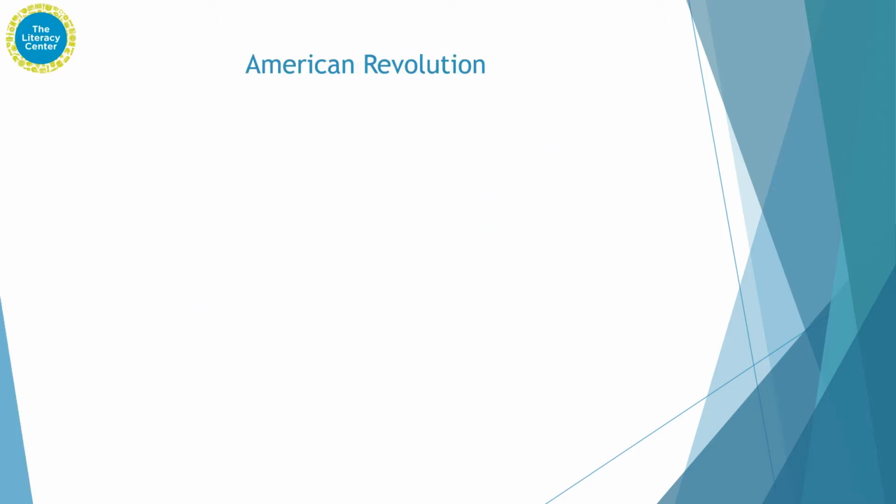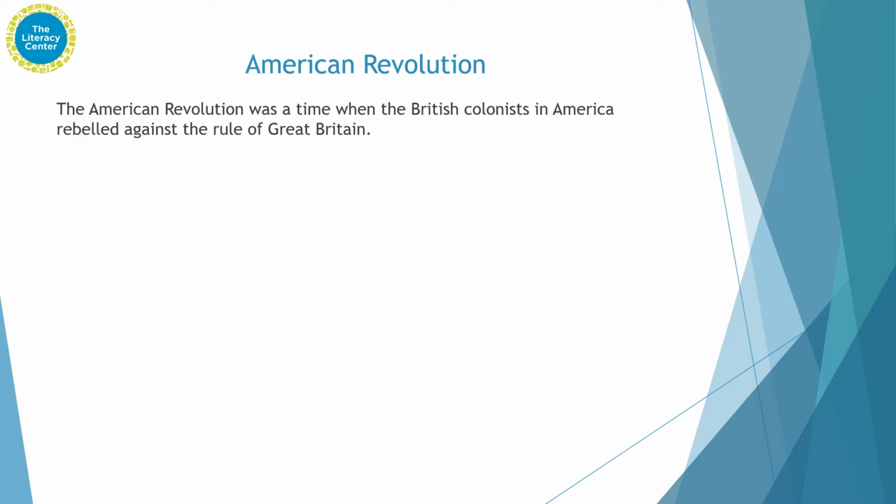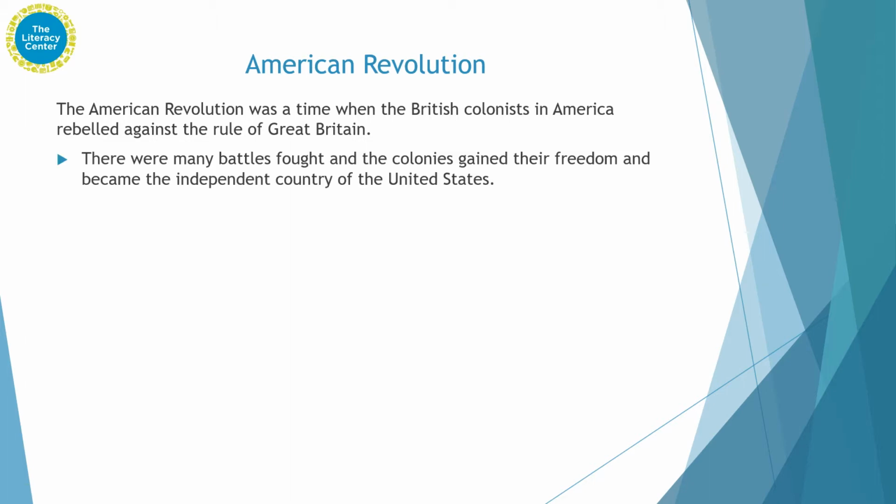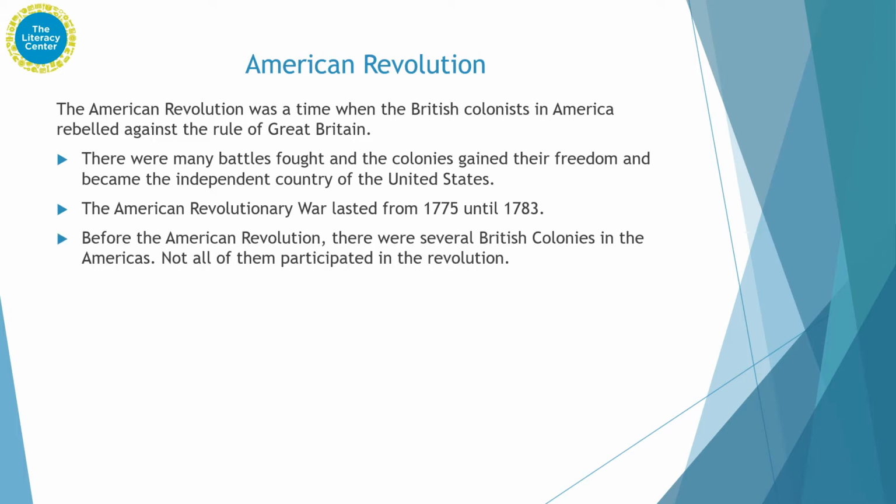Let's talk about the American Revolution now. In the last tutorial, we learned how colonial America worked and how the colonies were established. The American Revolution was a time when the British colonists in America rebelled against the rule of Great Britain. There were many battles fought, and the colonies gained their freedom and became the independent country of the United States. The American Revolutionary War lasted from 1775 until 1783.